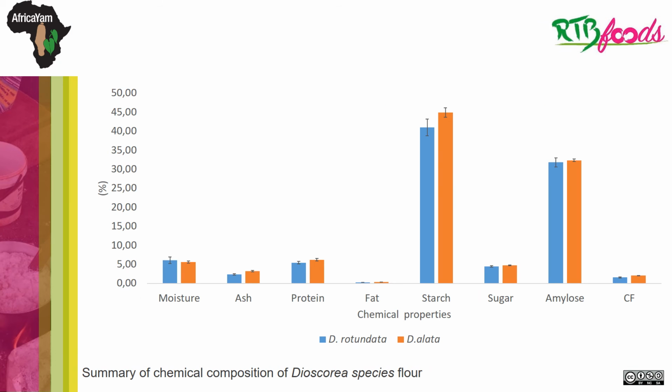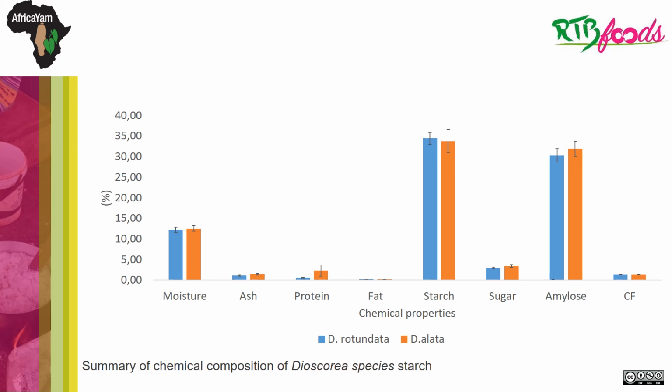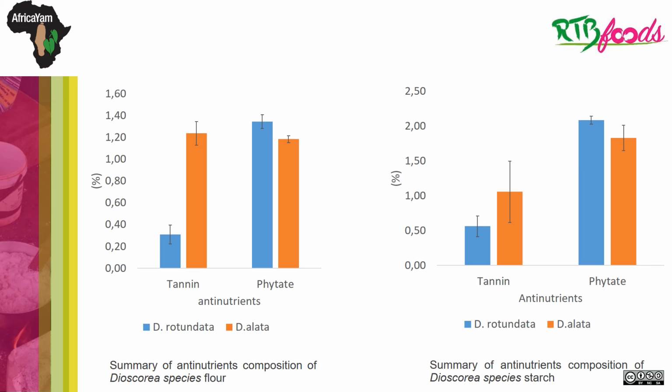Now, I will still go back to that because when we did the canonical correlation analysis, we got some interesting results based on the fiber, and this is what we are still trying to look at. So the chemical composition of the flour from the yam tubers is presented. We also did the chemical composition of the yam starch too. And then we did the anti-nutrients.